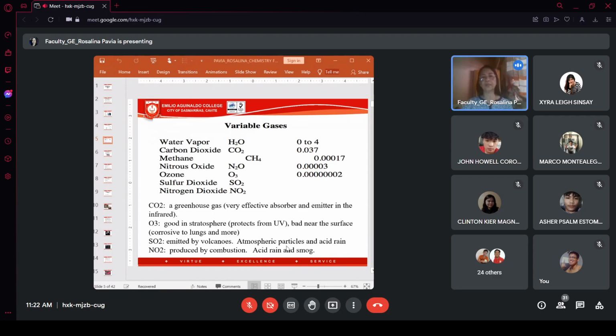So atmospheric particles and acid rain actually will be produced from sulfur dioxide, and also nitrogen dioxide, which is produced from combustion that brings about acid rain and also smog. So these are actually what are present in the atmosphere. Aside from that, meron ding solid particles which are suspended in the atmosphere.